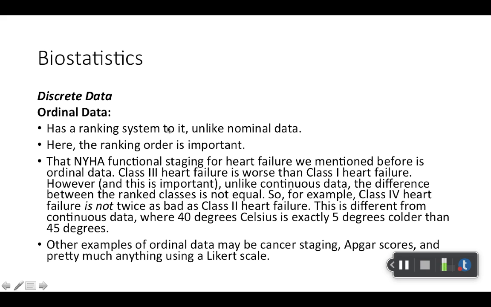Ordinal data has a ranking system to it, and the ranking order is important. Whatever the rank is defined as, you need to stick to it. You can't change it. So for example, for healthcare professionals with heart failure, class 3 heart failure is worse than class 1 heart failure. However, the difference between the rank classes is not equal. Class 3 is not necessarily 3 times worse than class 1. Does that make sense? That's something to take into consideration. And you'll also see some other examples here that you can read through, that they may see in healthcare.